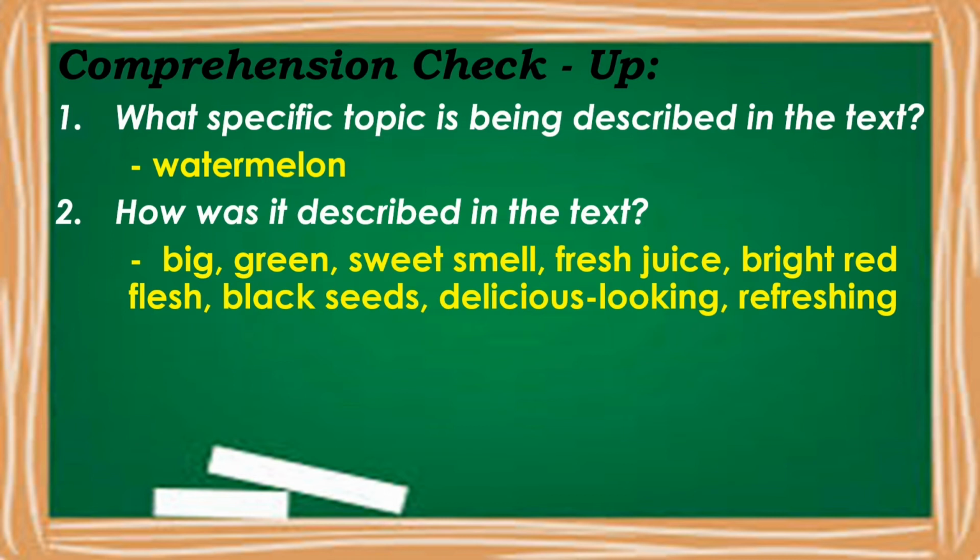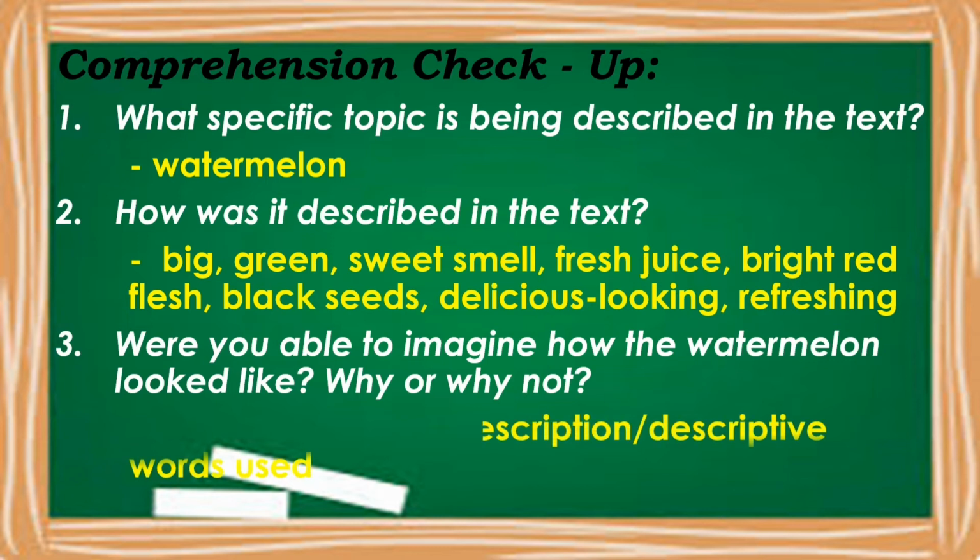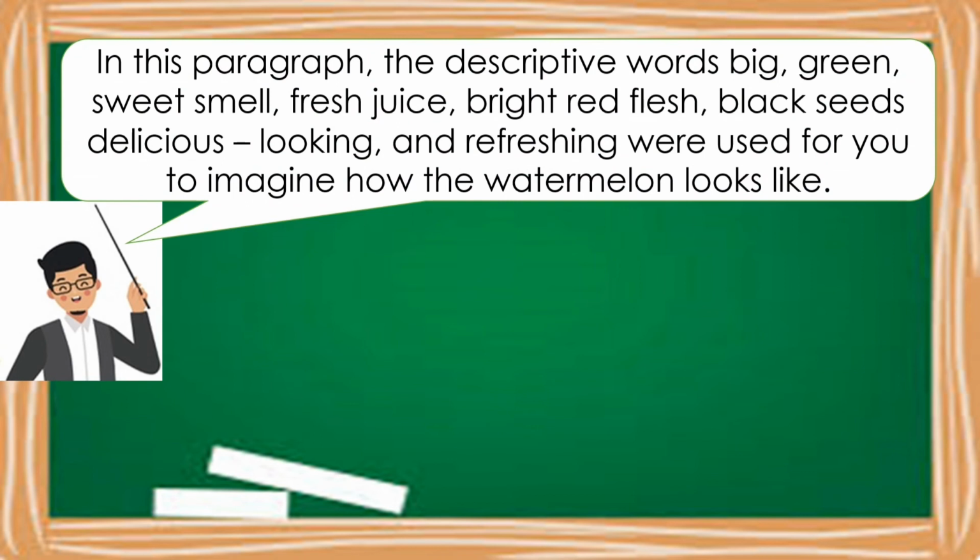And number 3, were you able to imagine how the watermelon looked like? Why or why not? Yes, because of the description or descriptive words used. Very good. In this paragraph, the descriptive words big, green, sweet smell, fresh juice, bright red flesh, black seeds, delicious looking, and refreshing were used for you to imagine how the watermelon looks like.